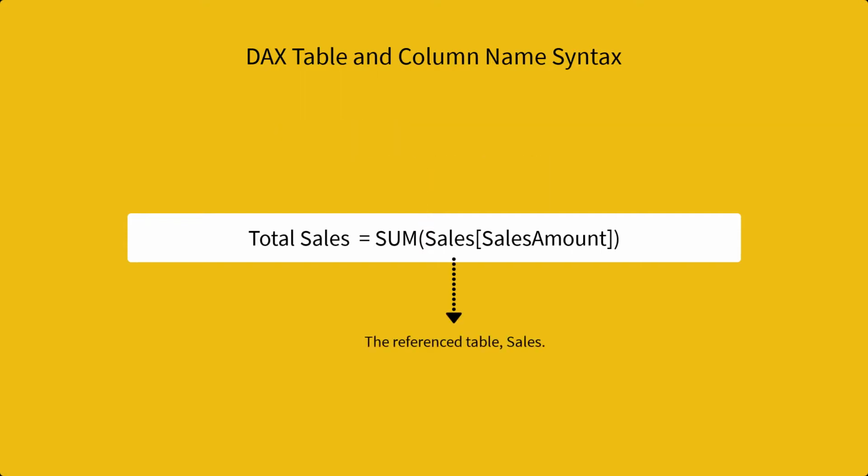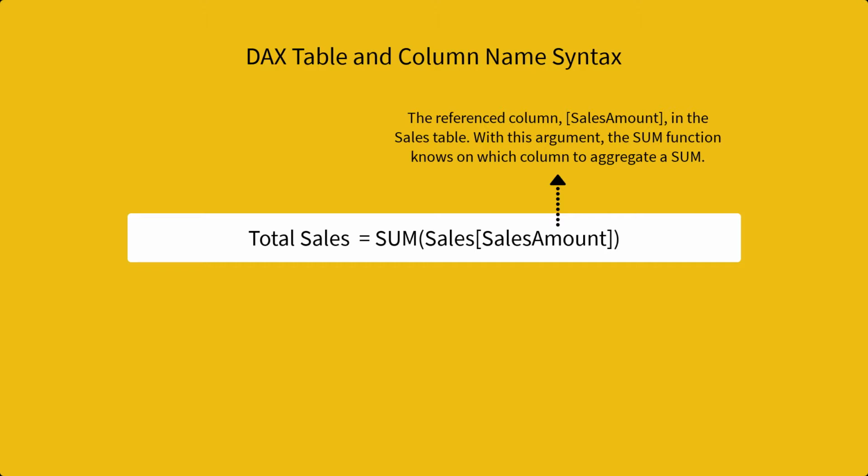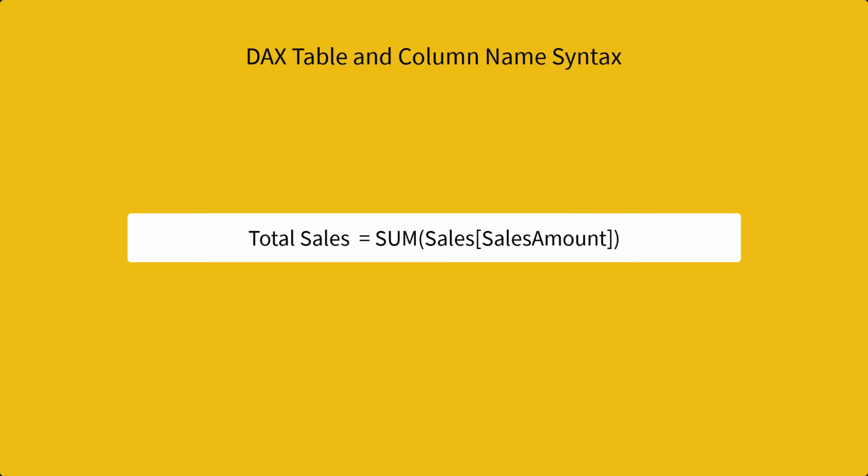Now within the function, the first reference is that of a table. Sales over here is the table name. Next, within the table name, we have to define which column we are referring to within the Sales table. And the column name is Sales Amount. So the SUM function calculates the aggregate of the values in the Sales Amount column, which is present in the Sales table, and then returns the result as Total Sales. By understanding and breaking up the elements of a syntax, it becomes very easy for us to understand what the expression is trying to do.